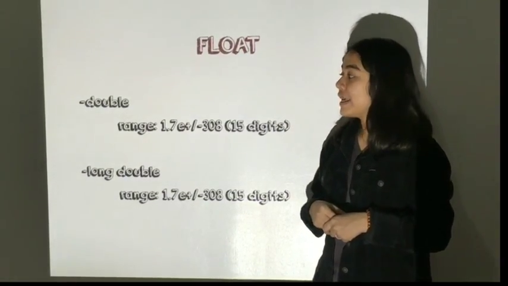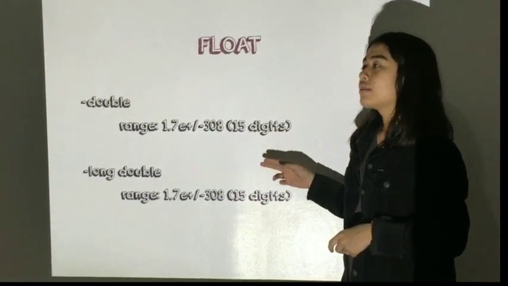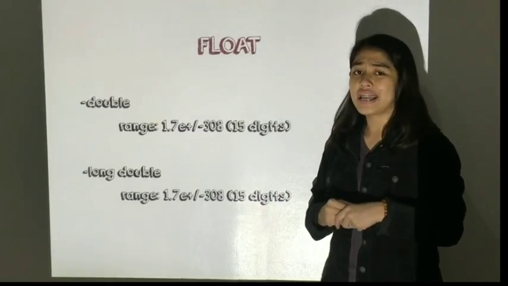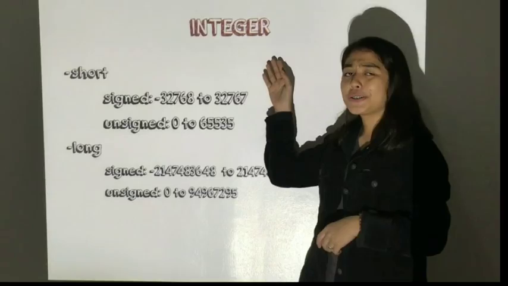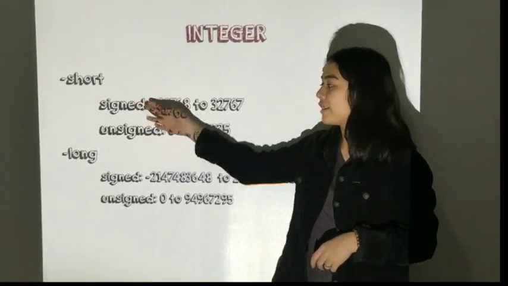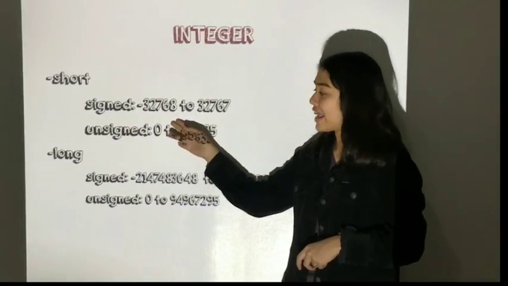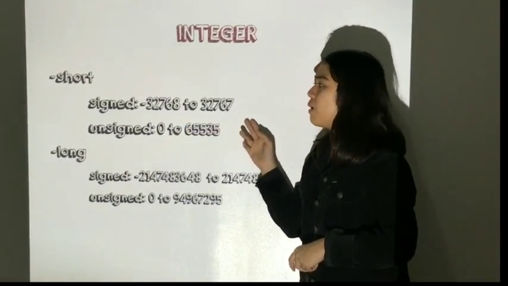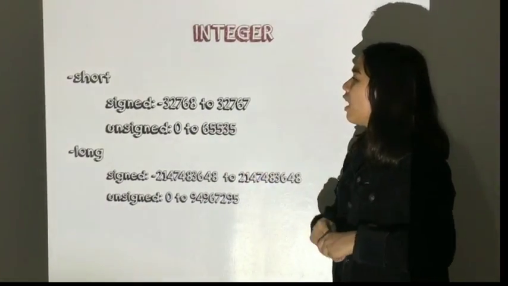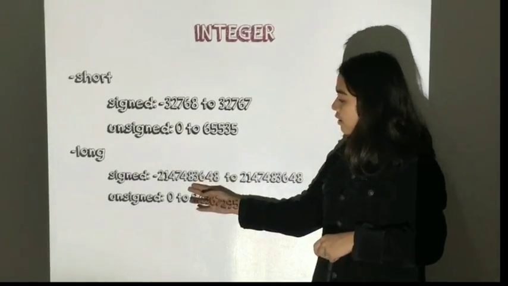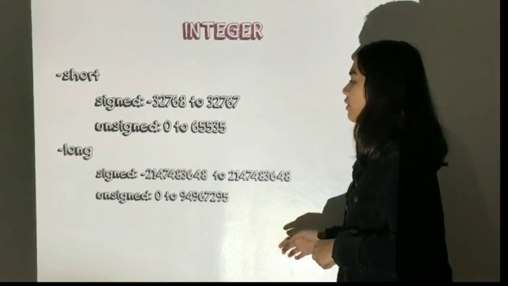Float has two types, namely double and long double. Both are useful because they can both store up to 15 digits, unlike float itself that can only store up to 7 digits. Integer also has two types, the short and the long integer. Short signed integer ranges from negative 32,768 to 32,767, while short unsigned integer ranges from 0 to 65,535. Long signed integer ranges from this to this, while long unsigned integer ranges from this to this.